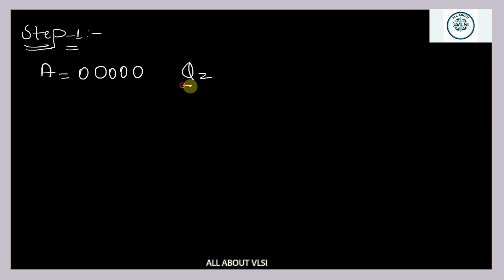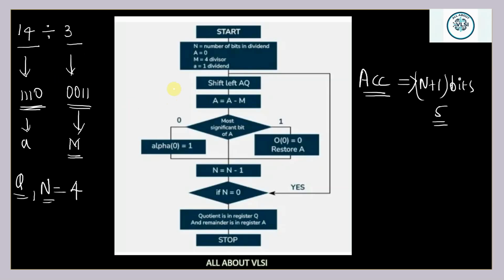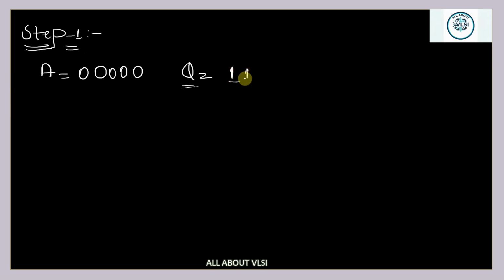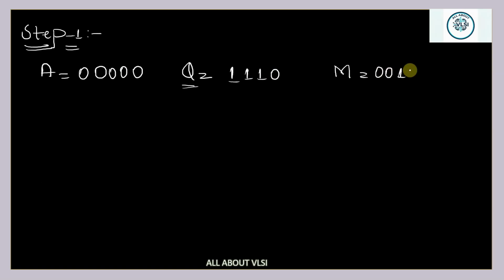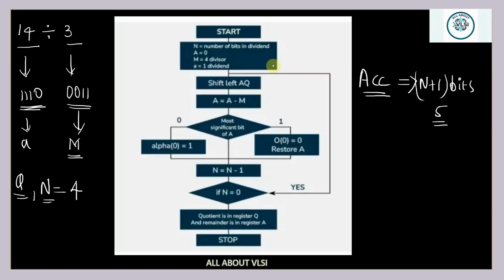Now let's see step number 1. In step number 1, I'm going to initialize my accumulator to 5 zeros. Next is my quotient. The quotient is initially loaded with the dividend value, which is 1110. And our divisor M is equal to 0011. These are the initial values which I'm going to have.